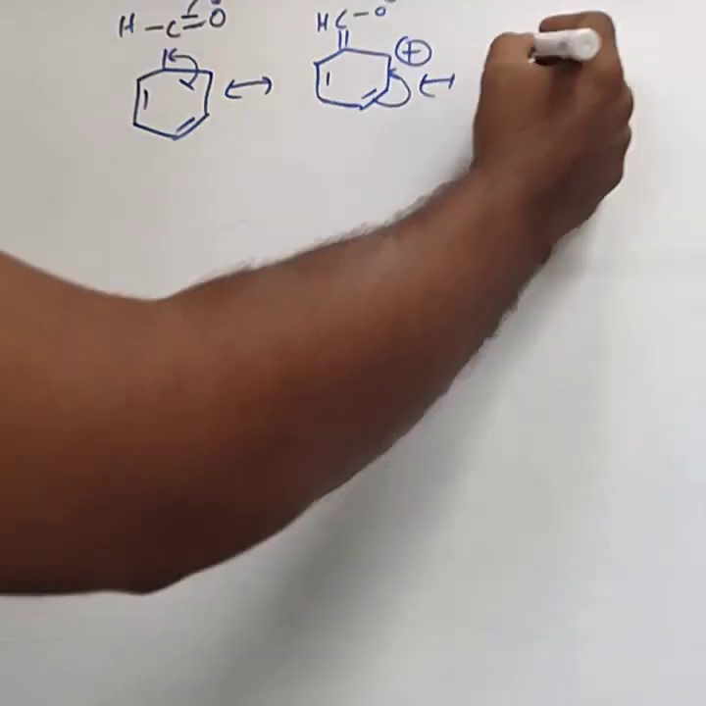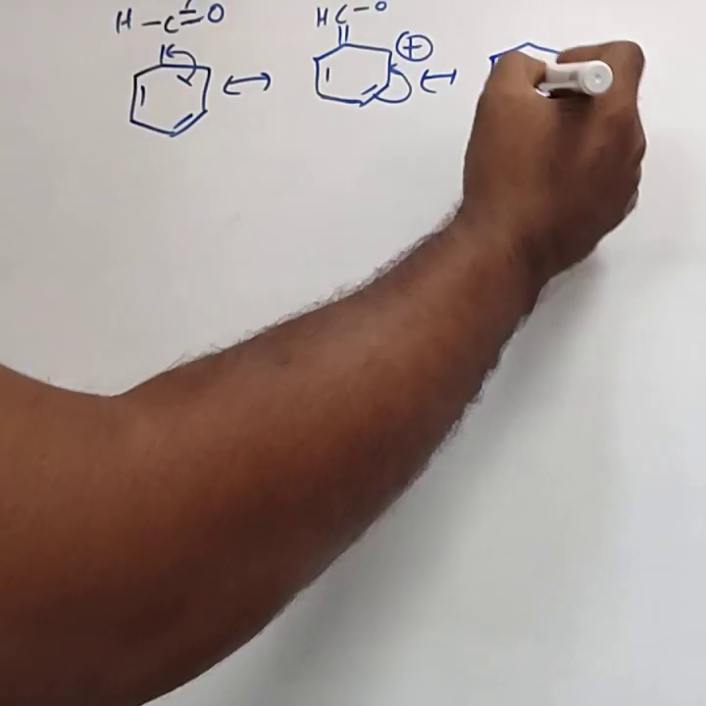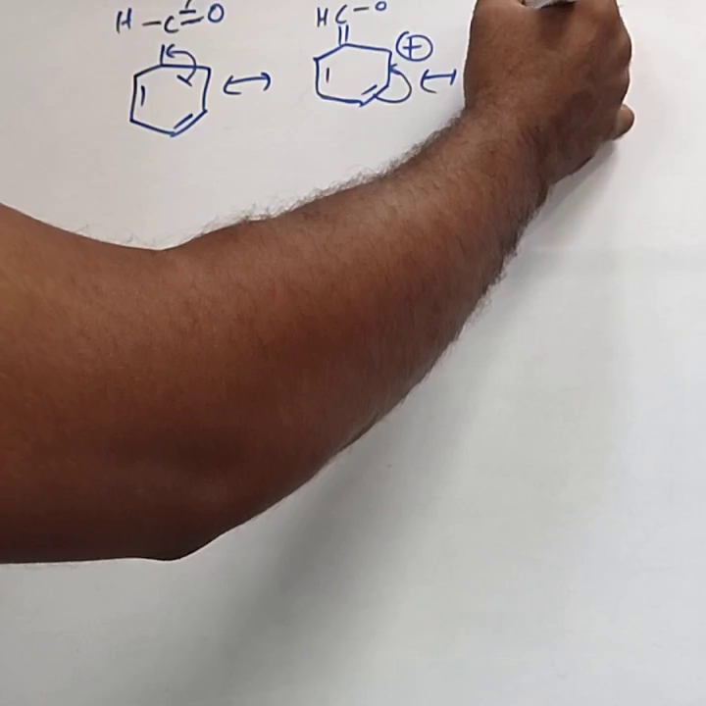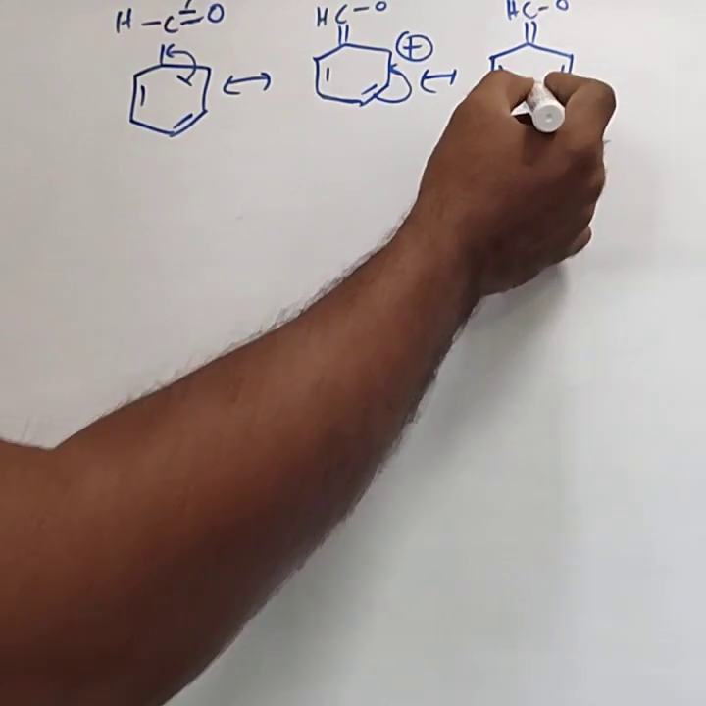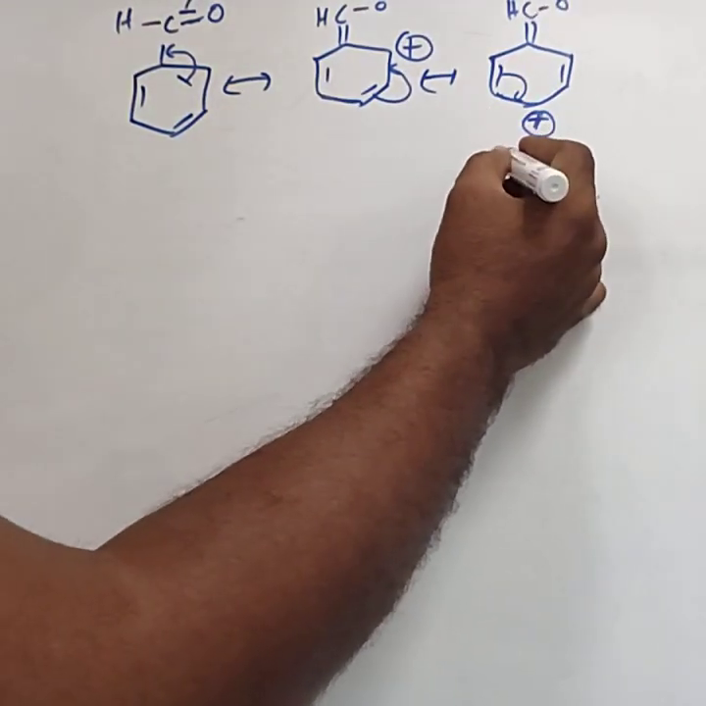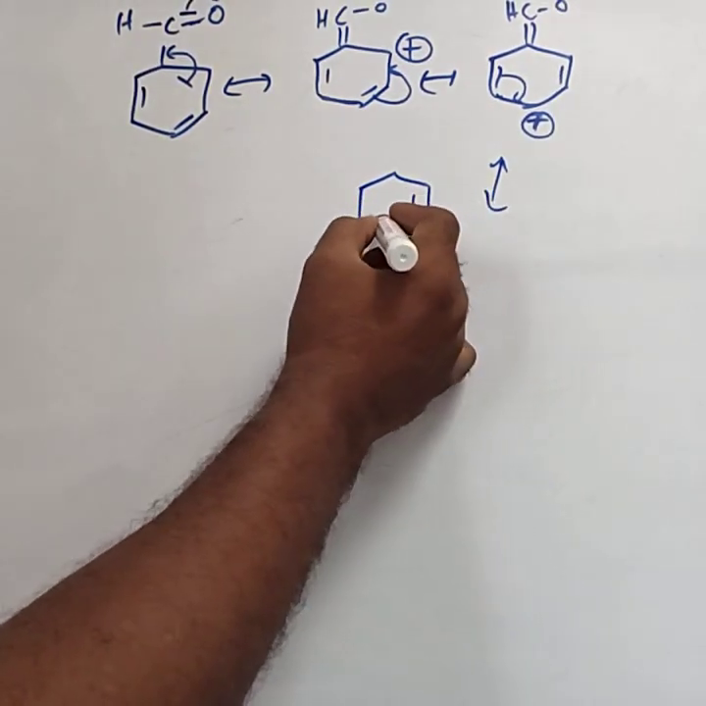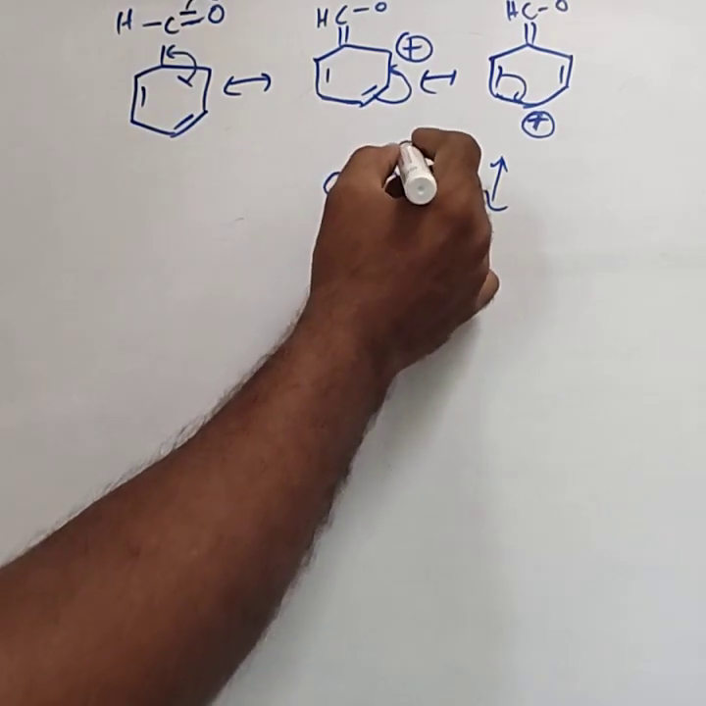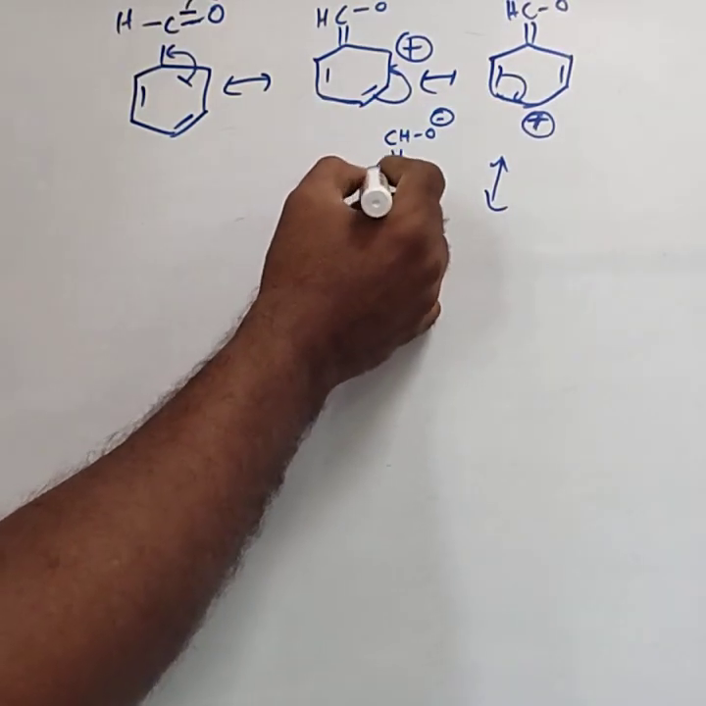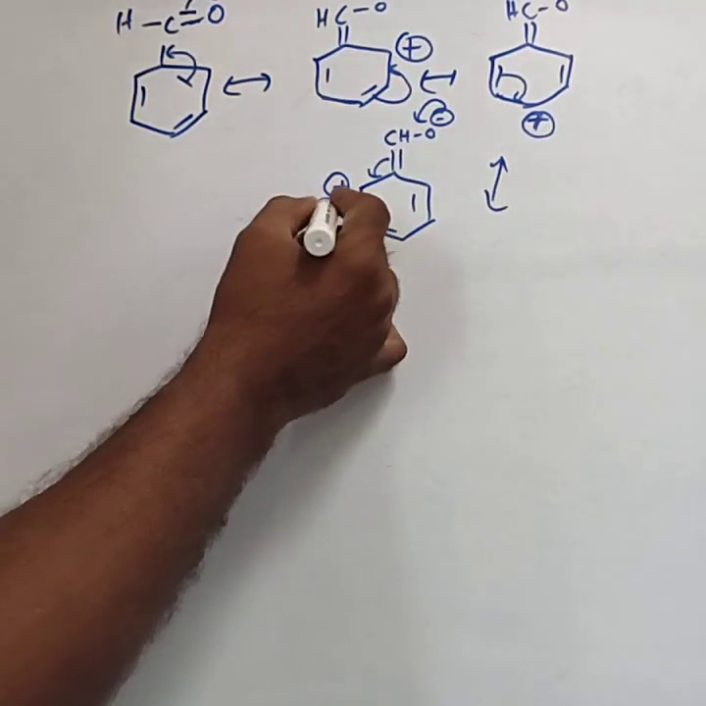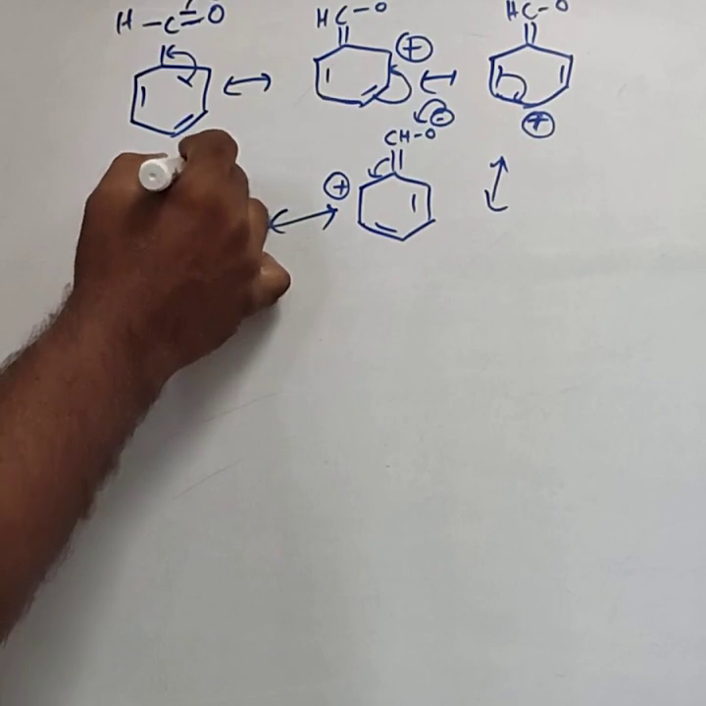Then the next resonance structure: here a double bond develops, the positive charge is present here, then double bond CHO minus. Again, to satisfy this positive charge, the double bond moves to this corner. Next you can write the resonance structure as this: here double bond, here double bond, positive charge, double bond CHO minus. Finally, this bond shifts to this position, and this bond shifts to this position. Finally, the resonance structure becomes double bond, double bond, CHO.